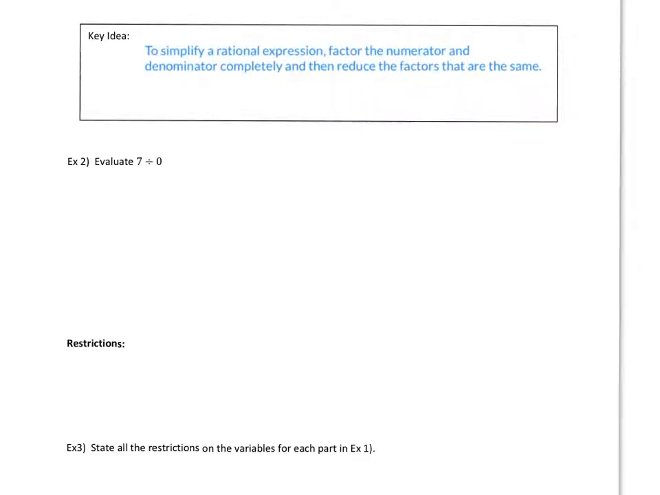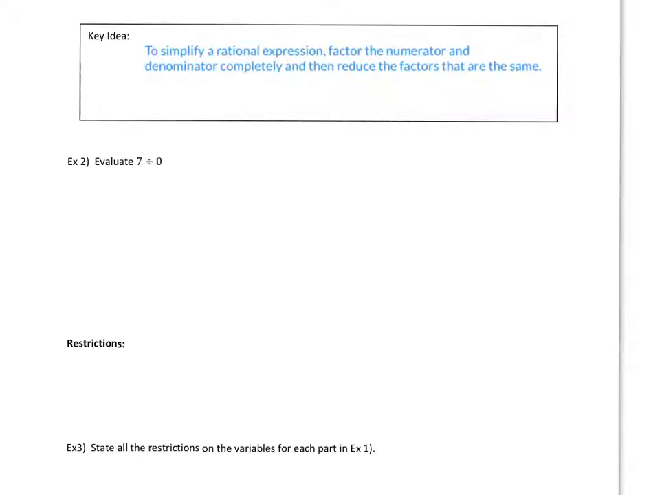So the key idea behind simplifying rational expressions is that you want to factor the numerator and the denominator completely, and then once you've got it factored, you can reduce factors that are the same. Okay, there's the restriction piece that we need to talk about as well.